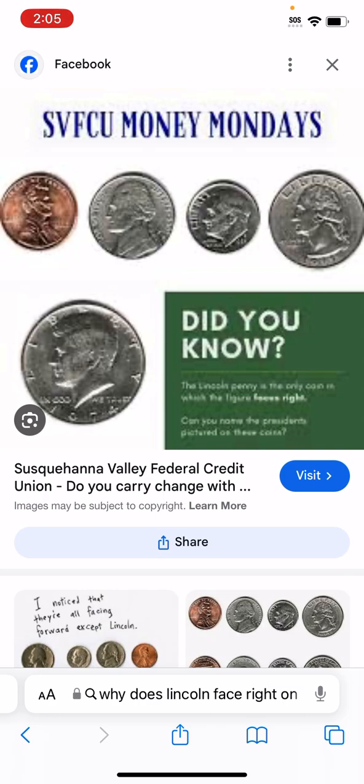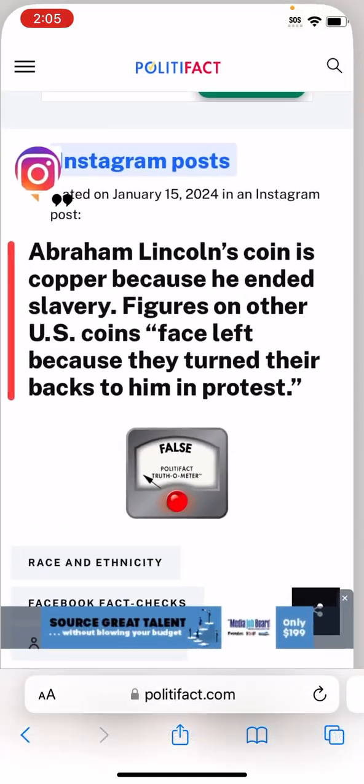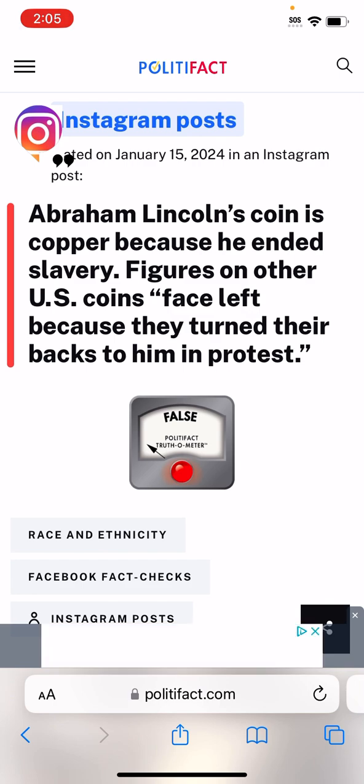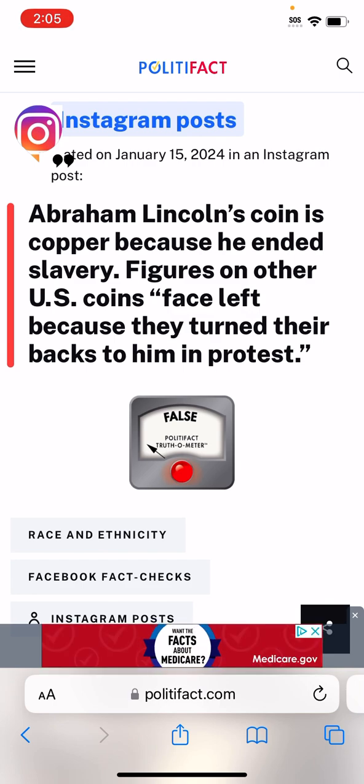And when I looked it up, this is just one of the results, from PolitiFact. It says Abraham Lincoln's coin is copper because he ended slavery. The figures on the other U.S. coins face left because they turned their backs to him in protest. Now, whether that's true or not, who knows?